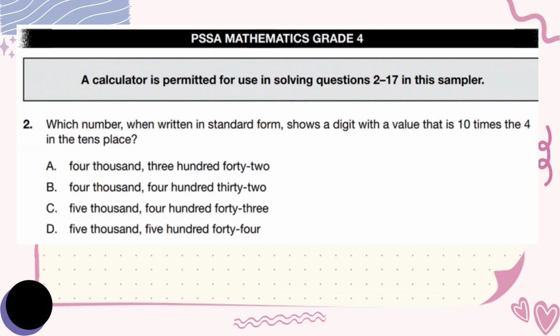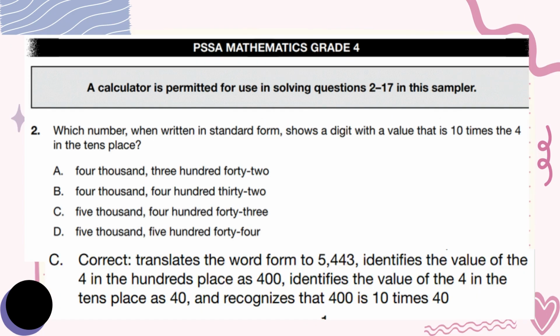Question number 2. A calculator is permitted for use in solving questions 2 to 17 in this sampler. Which number, when written in standard form, shows a digit with a value that is 10 times the 4 in the tens place? First you need to translate the word form to 5,443, identify the value of the 4 in the hundreds place as 400, identify the value of the 4 in the tens place as 40, and recognize that 400 is 10 times 40.